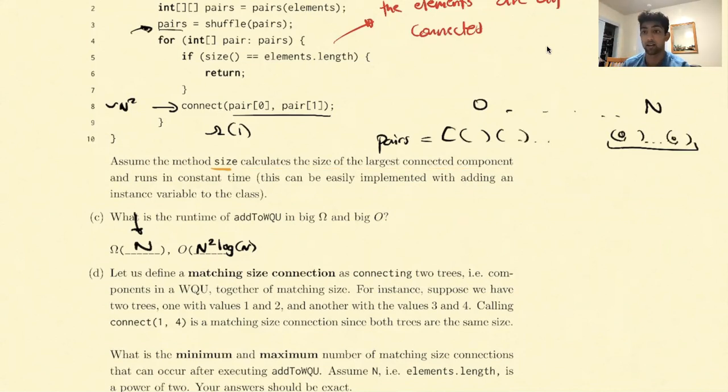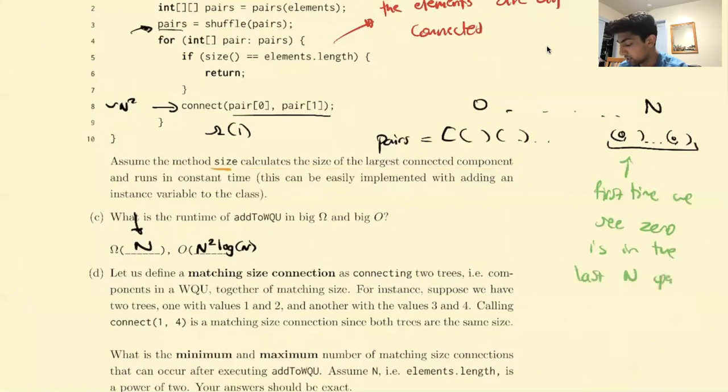Okay, so what I'm trying to create here is that the first time we see the number 0 is in the last n operations, right? Because we know 0 is part of n pairs, so the latest we can possibly see the number 0 is in the last n operations, which means that if we look at all of these operations, there's n squared minus n of them, right?